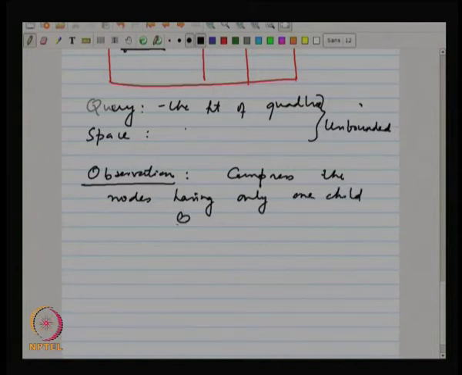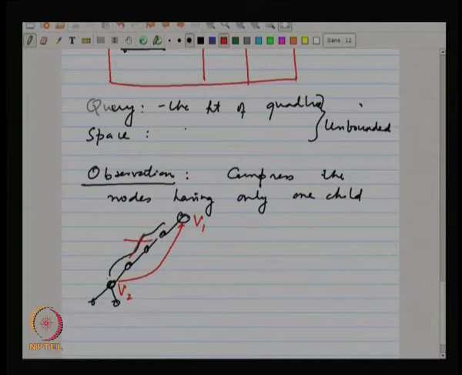Okay. So, what looks like this, and then maybe there is some bifurcation there. So, this entire path I can compress. Suppose this node is V1 and this node is V2, I can directly hang V2 on V and forget about this. Now, in that process I have done one damage. What is the damage that I may have done?